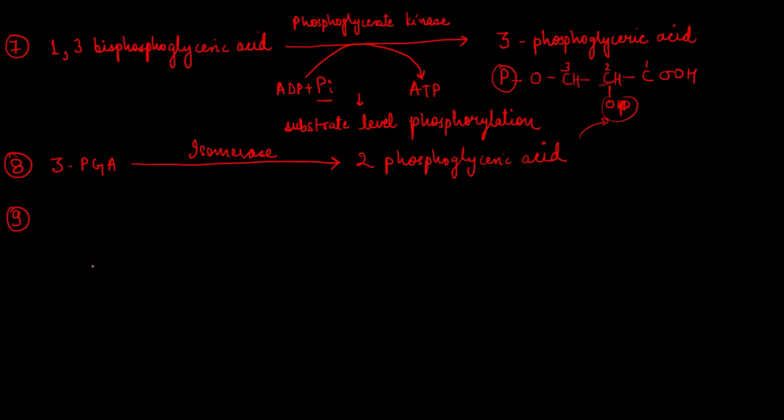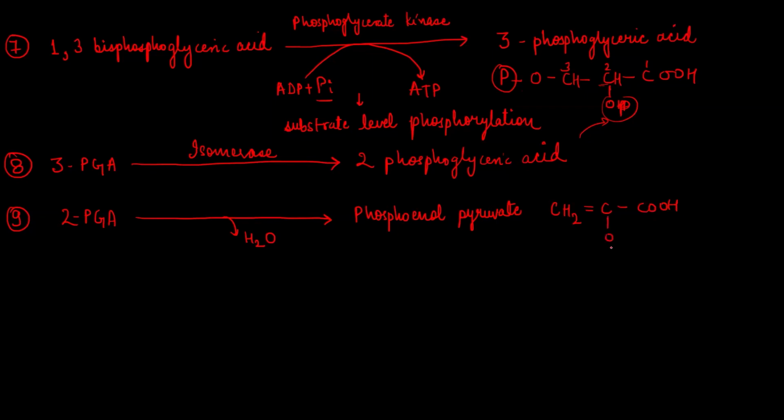In the 9th step, we have this 2-PGA, 2-phosphoglyceric acid. It undergoes a reaction in which it releases water. So it releases the water, and now what we have formed is known as phosphoenol pyruvate. So what we are seeing is that the water molecule is released. So here we have OH. The structure of this phosphoenol pyruvate will look something like this. It is still a 3-carbon molecule.